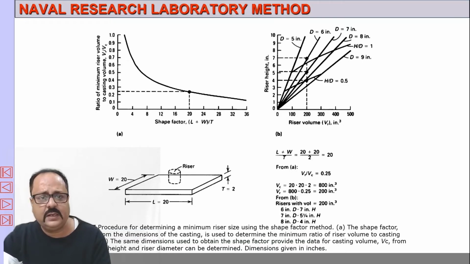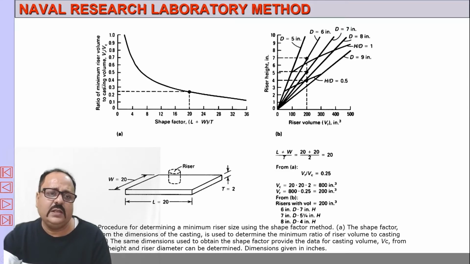I'll show you an example here. Suppose this is a plate of length 20 inch by 20 inch by 2 inch. So here the length is 20, the width is 20. So length plus width is 20 plus 20 by thickness, which is 2. So we get here 40 by 2, that is 20. Now this 20, this is a curve of shape factor and the ratio of the minimum riser volume to the casting volume. So this 20 point I have plotted here. It touches this curve at this point. If I take it here, this ratio comes out to be 0.25.